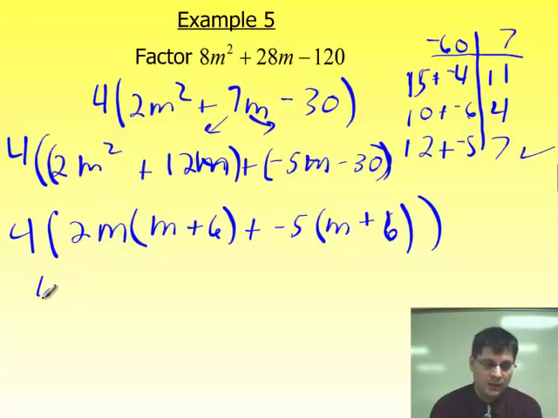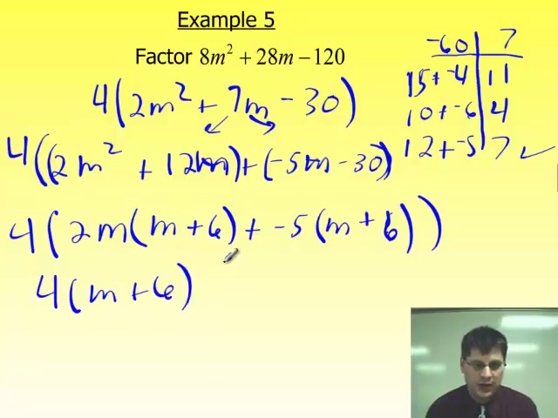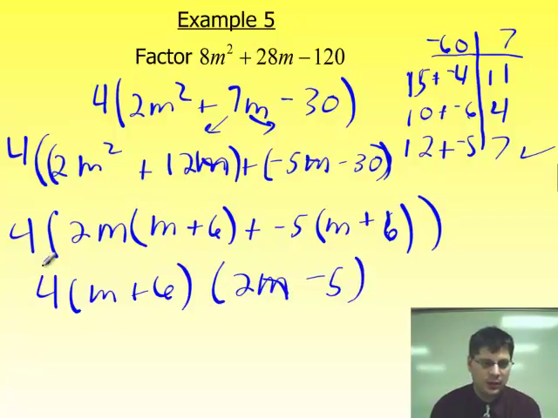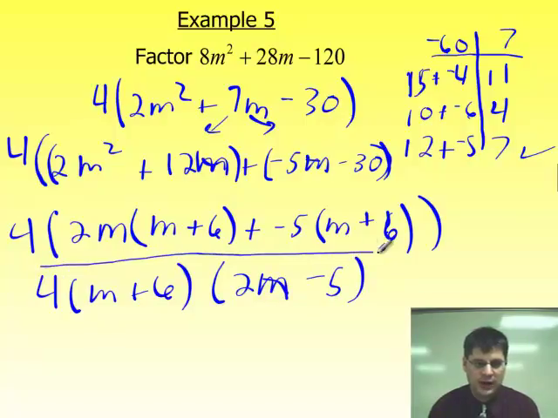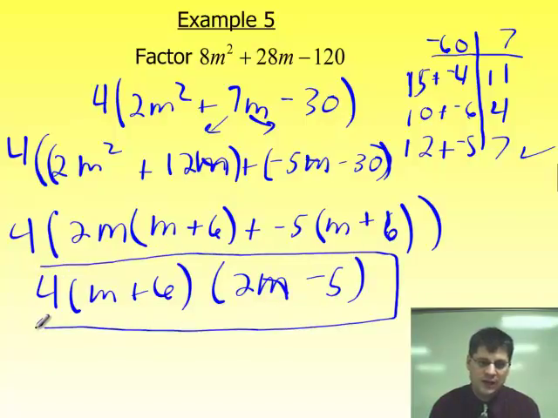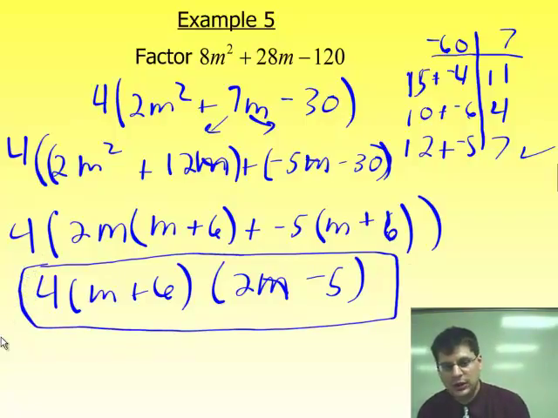So I'm going to bring down the 4. I can pull out an m plus 6 from both of these. And then I'm left with a 2m minus 5. And that is completely factored. Remember, if you don't have your GCF factored out, it's not completely factored. So if it was a quiz or test, you might get dinged for that, especially when you're trying to factor it completely into its simplest terms.